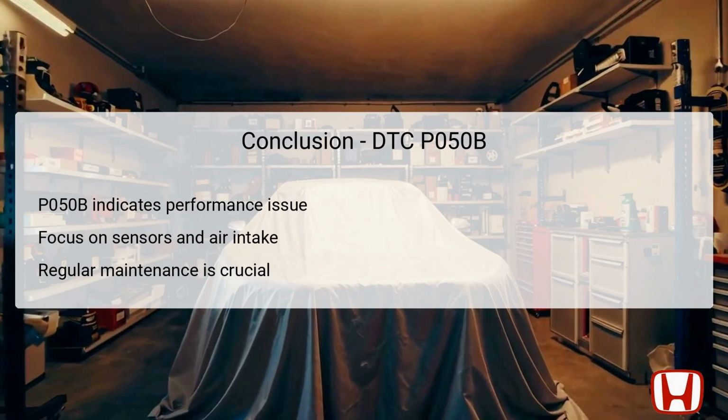In summary, DTC P050B points to a performance problem in the cold start ignition timing control system of the 2008 to 2012 Honda Accord. The troubleshooting process should start with a careful examination of relevant sensors and air intake components, which are essential for optimizing ignition timing during cold starts. Significant attention should be given to components such as the CKP sensor, air cleaner, and intake duct. Each of these elements plays a pivotal role in ensuring proper engine function.